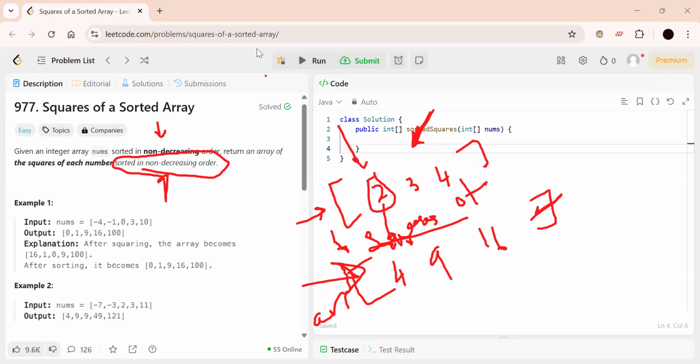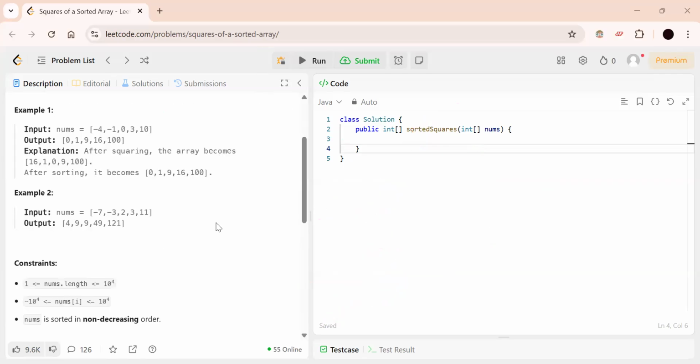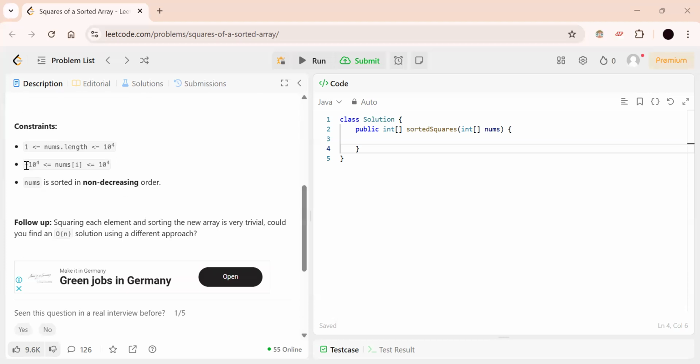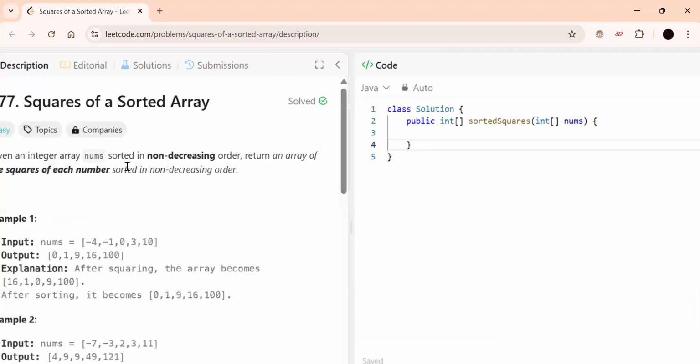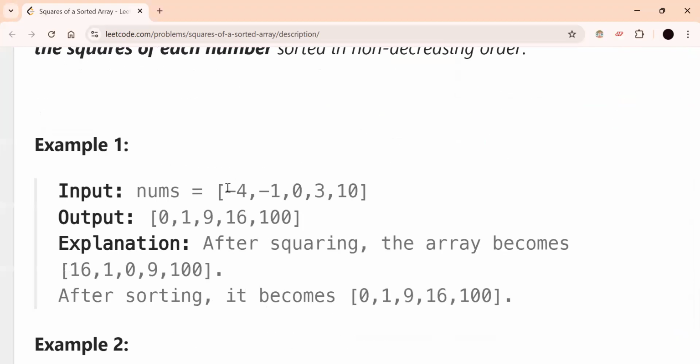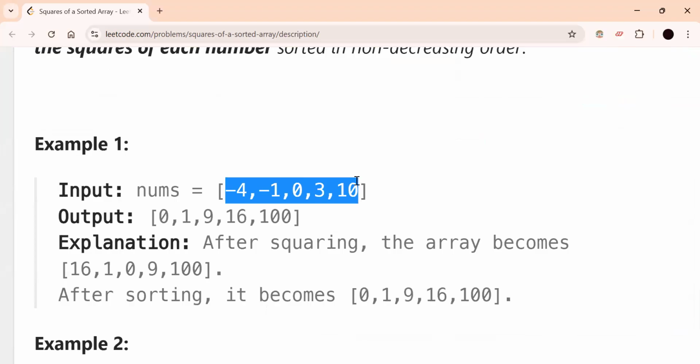But here comes your main thing: the array contains negative values. Minus 10 power 4 to 10 power 4, which means the array contains negative values. If you observe here, we have negative values. Now let's take an array. Minus 4 squared, 16. Minus 1 squared, 1. 0 squared, 0. 3 squared, 9. 10 squared, 100.